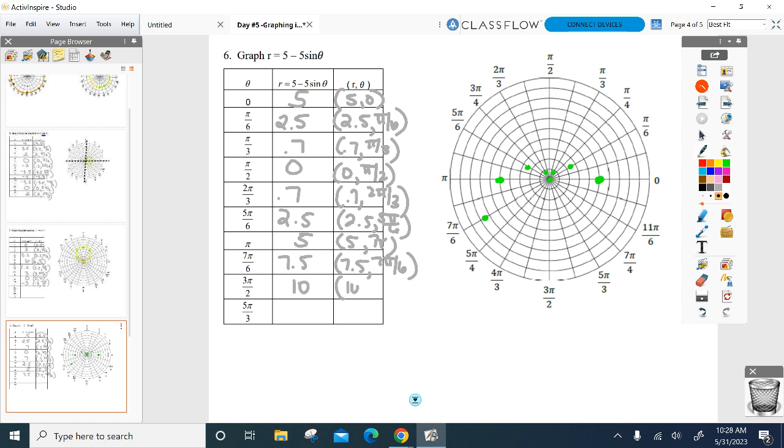10. I think it just lands right on, doesn't it? At the end. There's 10 circles total here. So it should land right there.